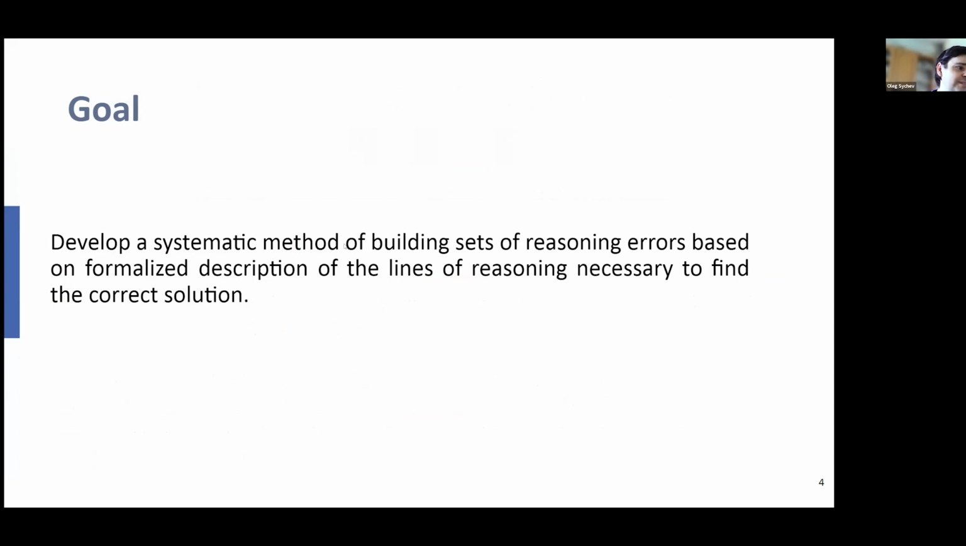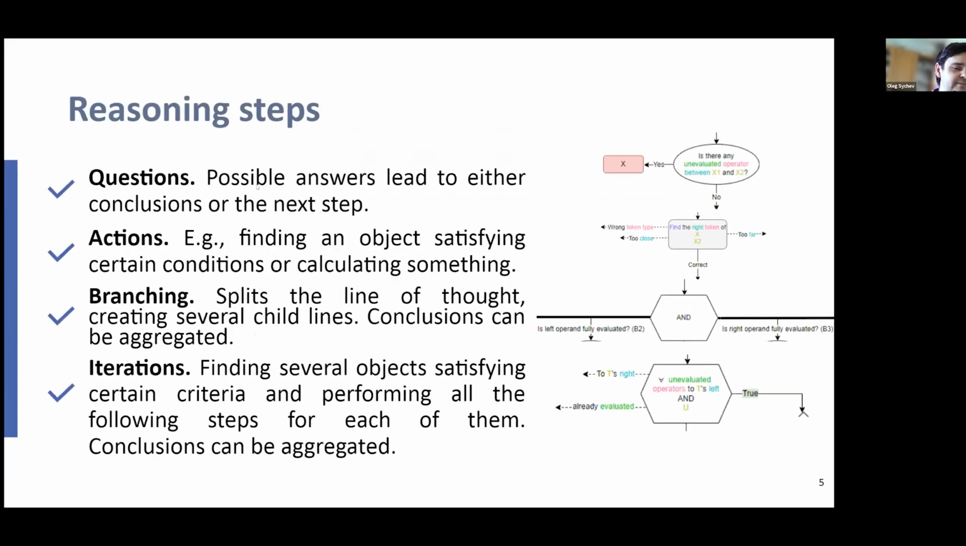So our goal is to systematically model the line of reasoning necessary to get answers and build error sets that cover all possible answers, all possible wrong ways the student can make errors. To do this, we need to model reasoning: how students should think to come to the correct answer. Reasoning can be modeled using several kinds of steps.